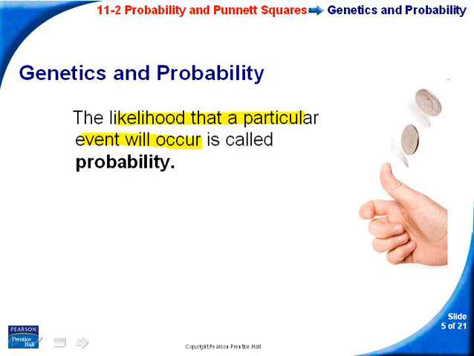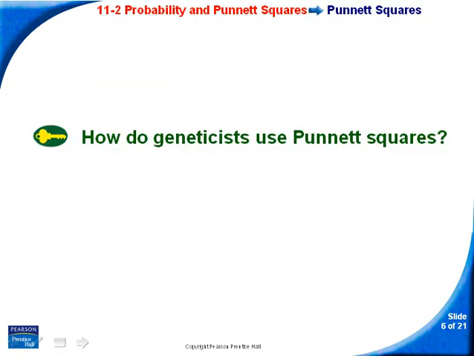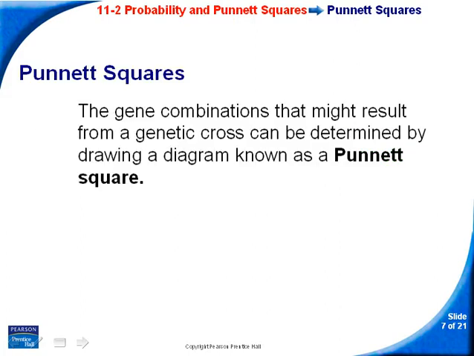You can talk about the probability of rain for the day. There's a 20% chance of rain today. You've heard probability before and you've seen it used in a lot of places. So the principle of probability can be used to predict the outcomes of genetic crosses. So how do geneticists do this?